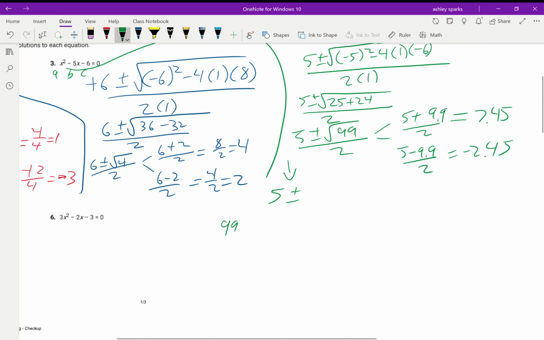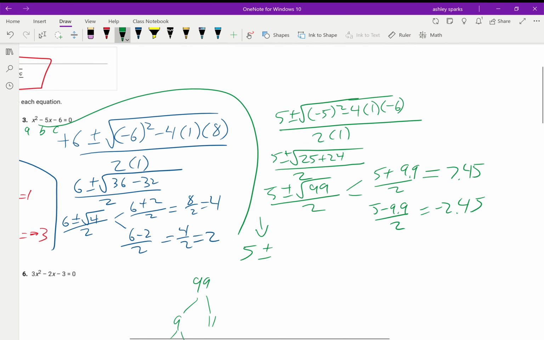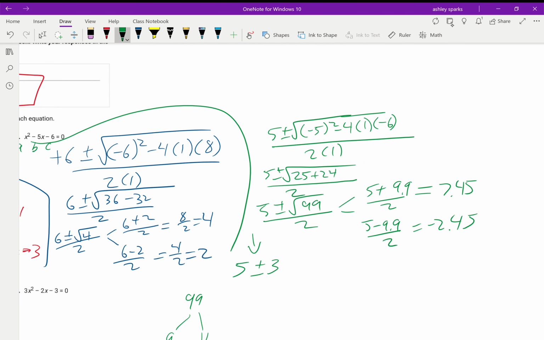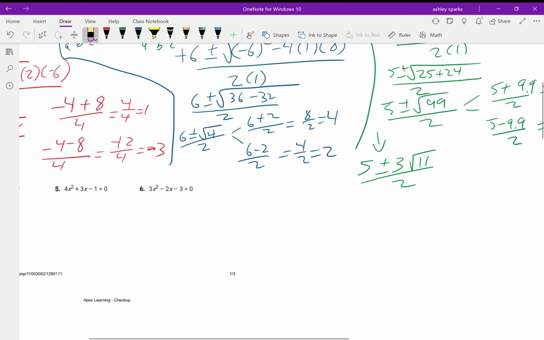99 breaks down to 9 and 11, and 9 can be broken down to 3s. So I could have pulled out a 3 square root 11 over 2. So it might have looked something like that in Apex as well. But again, you can make that into a decimal by just doing 3 square root 11 into a calculator, and you'll get the same answer out. So just a little way to do that.